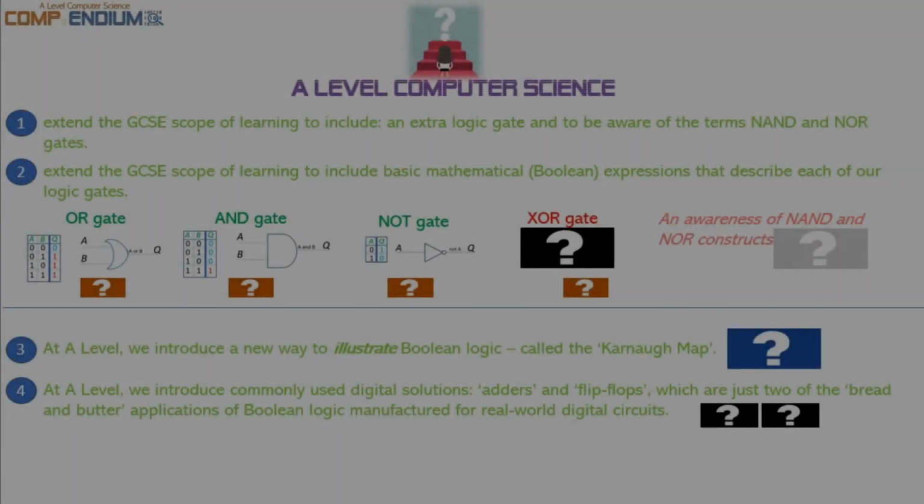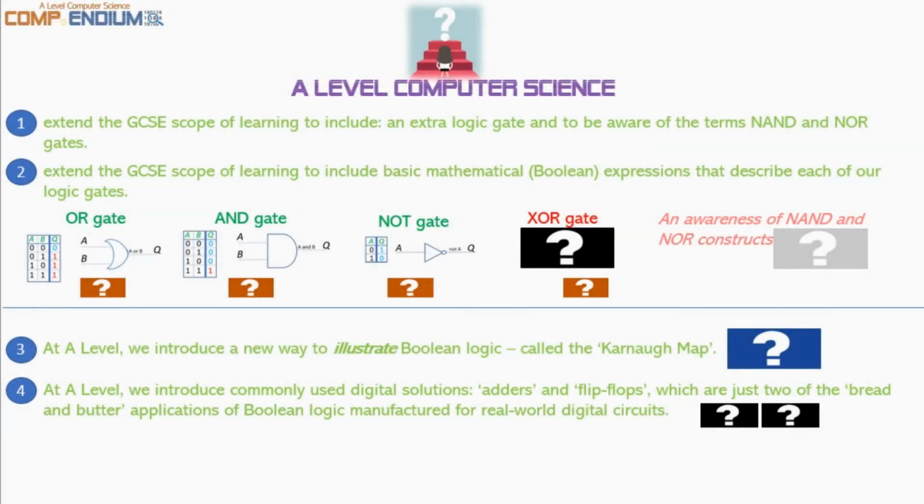So at GCSE you learnt how to express logic with rudimentary circuits, a maximum of 3 logic gates joined together, which you saw on a previous slide, and the truth table associated with that simple circuit. But at GCSE we didn't really learn about useful circuits which are used in everyday digital devices. Now at A-level we introduce commonly used digital solutions. We only need to learn about 2, which is the adder and the flip-flop, and those are just 2 of the bread and butter applications of Boolean logic manufactured for real-world digital circuits.